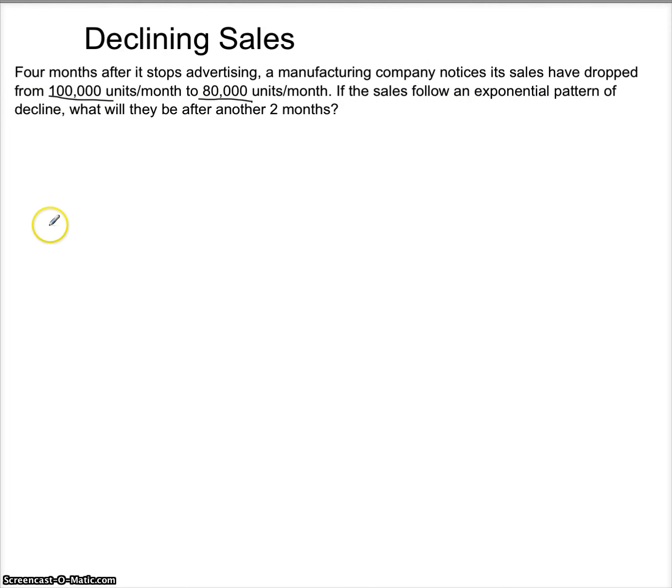Now we just gave you 2 points. If the sales follow an exponential pattern of decline, what will they be after another 2 months? Let's look to see what points we found. It started at 100,000 units, so my first point is (0, 100,000). And 4 months later, I have the point at 80,000. They want to know what it will be after another 2 months, so at 6 months, I want to know what y will be.